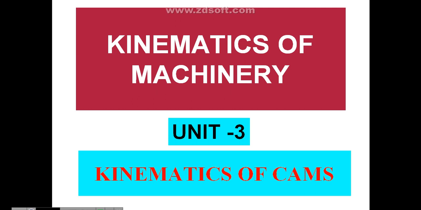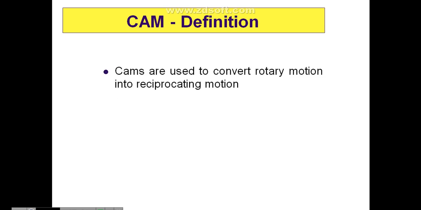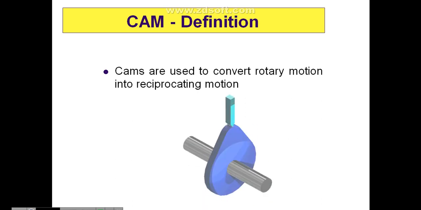Today we are going to see a few topics on kinematics of machinery subject. In the third unit, that is kinematics of cam, we are going to see the introduction to cams and followers. A cam is nothing but a device that converts rotary motion into reciprocating motion.